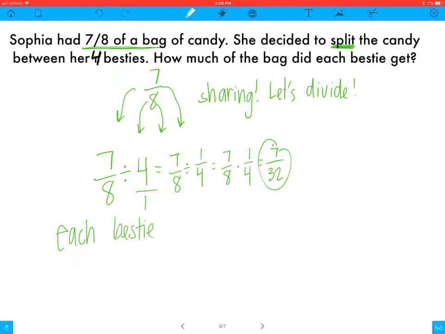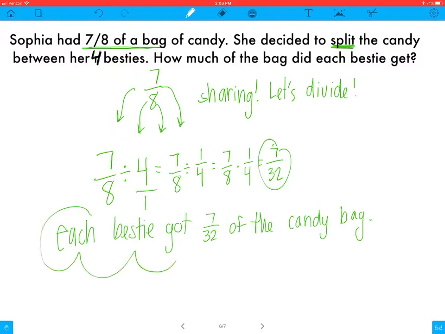Ooh, I hope it's a big bag. I mean, that seems really specific to have to share that number of candy, that amount, with someone else. So each bestie got 7 thirty-seconds of the candy. Well, I hope it's a big bag or something easy to count at least. Oof, I can only imagine trying to do that with like a candy bar.